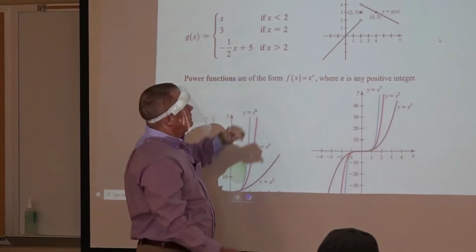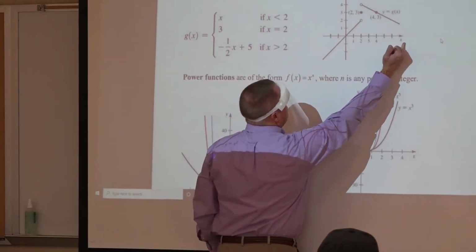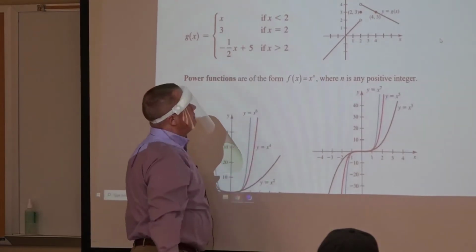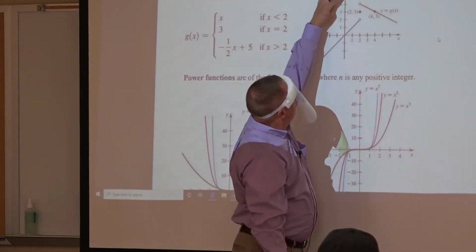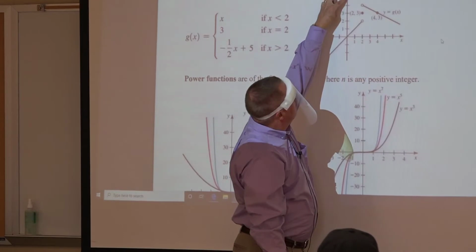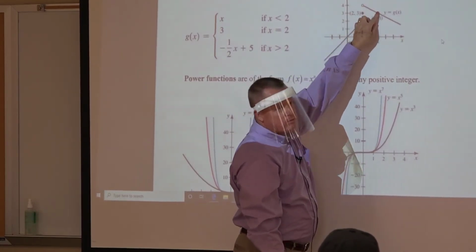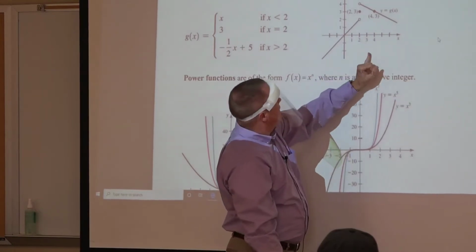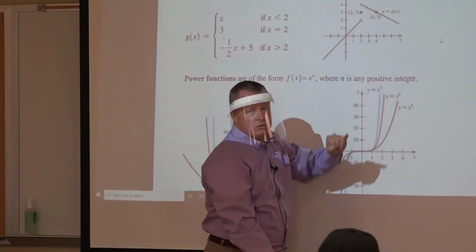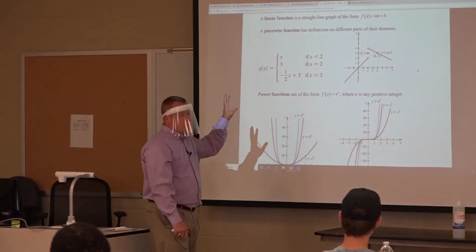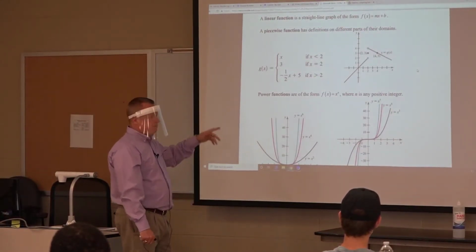When x is bigger than 2, so from here over, I'm graphing the line negative 1/2 x plus 5. So this one would have a y-intercept here at 5. My slope is negative 1/2, down 1 over 2, down 1 over 2. But I only graph that line from 2 over. Okay. All right, so those are piecewise functions. We definitely see those some.